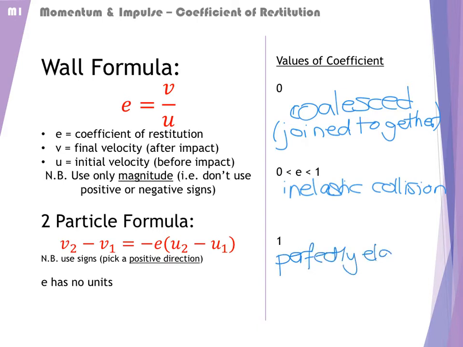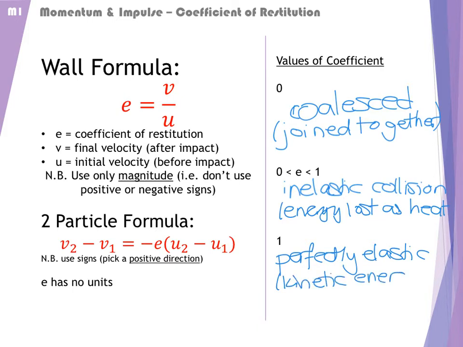So that means there's been no kinetic energy lost at all, because in an inelastic collision, you've got energy lost as heat, whereas in a perfectly elastic collision, kinetic energy stays the same, so no energy has been lost. Okay, so those are the three main categories which you need to know.